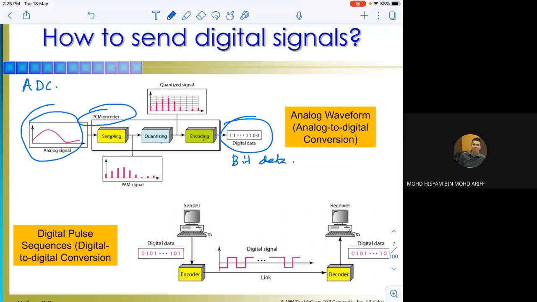So we have the sampling. What is sampling? When you have the analog signal, you sample it, you chop the signal. And then how about the quantizing? Quantizing is assigning the level, assigning the level of the signal. And then encoding, 010101.